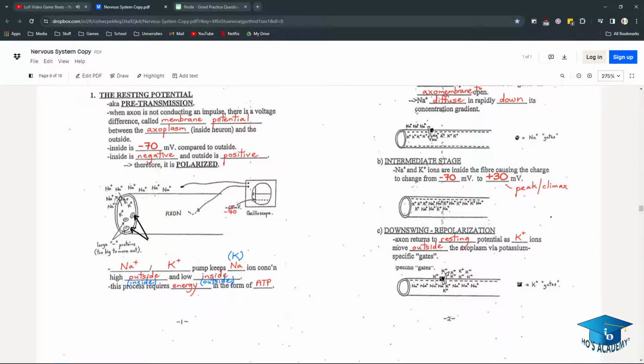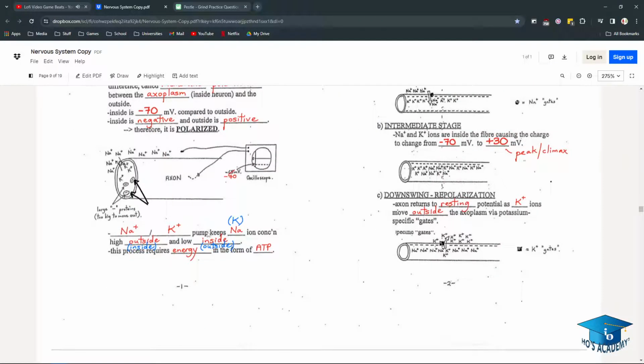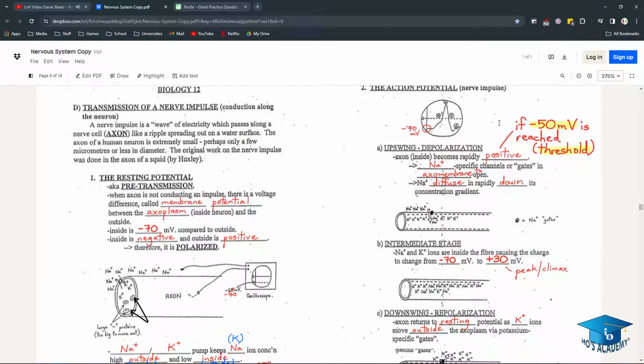Notice how the Na plus and the K plus ions both have a +1 charge, but because of the sodium potassium pump, 2 sodium are pumped out and 3 potassium are pumped in. Oh no, 3 sodium are pumped out and 2 potassium are pumped in. And that's why the charge difference is made. So the sodium potassium pump keeps Na high outside and low inside, and this requires energy in the form of ATP. So the resting potential starts at -70.